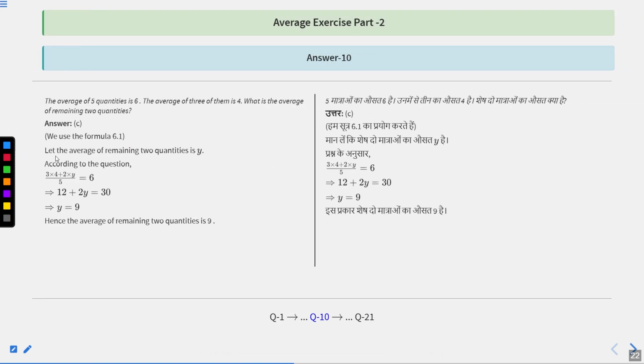Now, according to the question, let the average of the remaining two quantities be y. So what will it become? Average equals the sum of the numbers upon the total number. So (3 into 4 plus 2 into y) upon 5 equals 6. According to the question, we make this equation. When we calculate it, we get y equals 9. Hence the average of the remaining two quantities is 9. C is the correct answer. Next one.